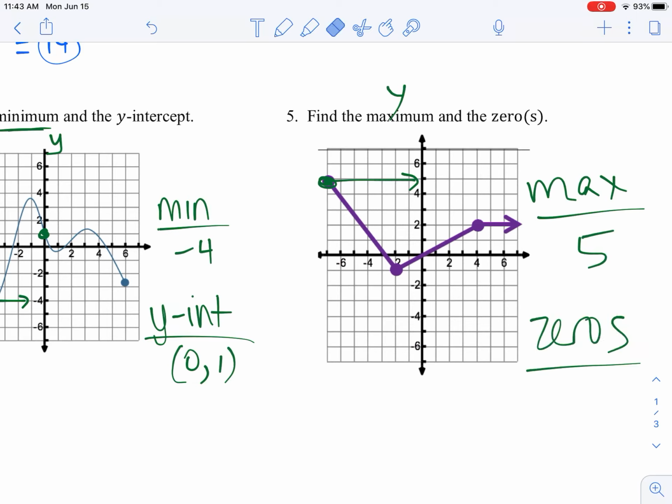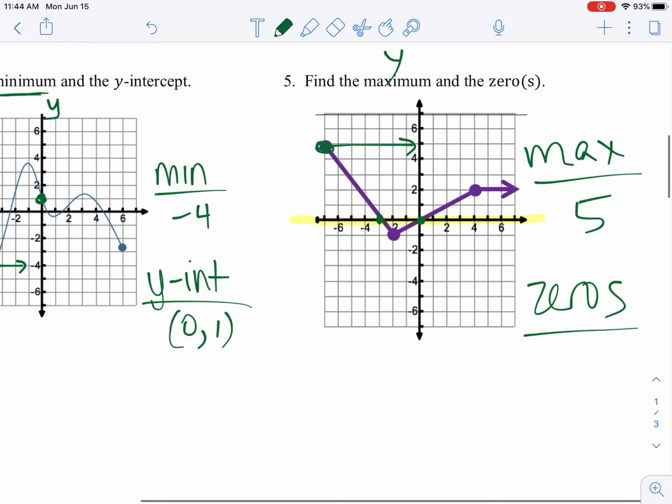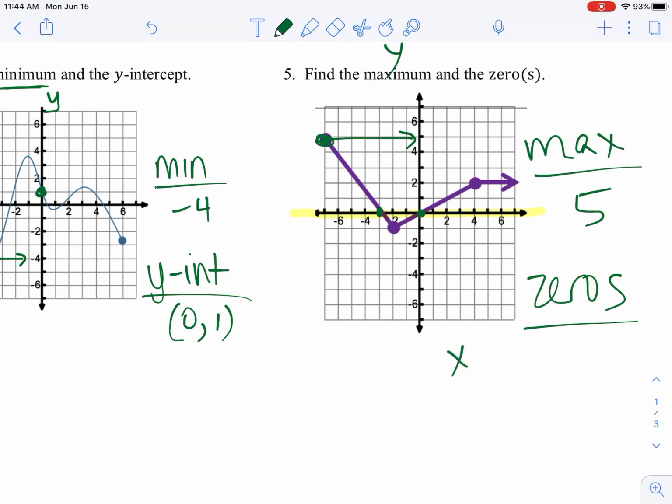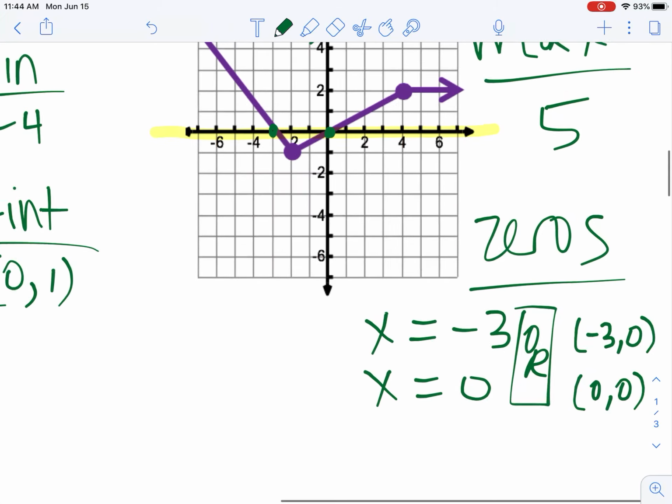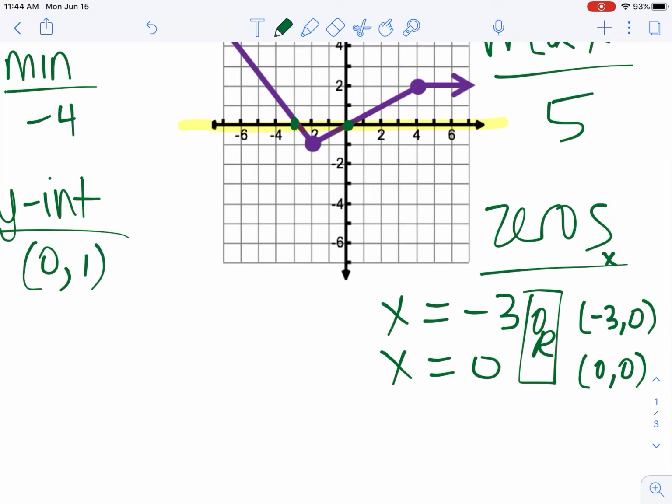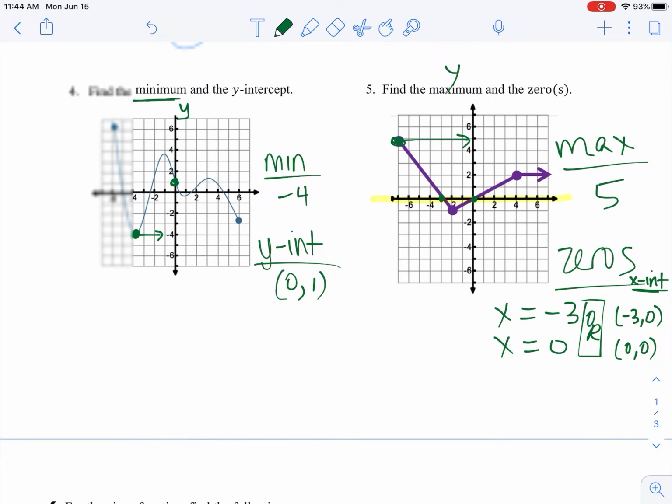And for the zeros, along the x-axis, it's crossing twice, so we have 2 answers. If it's asking for zeros, we should technically write x equals -3 and x equals 0. However, if you write it as (-3, 0) and (0, 0), I'm okay with that too. That would be if it had asked for x-intercepts. So these are the x-intercepts, then you write them as points. So there are 2 answers there.